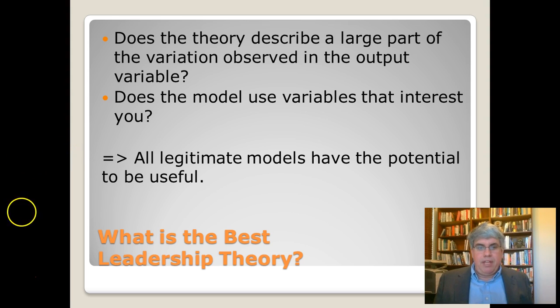So we can conclude that all legitimate models, all models that really do predict something, and we have evidence that they accurately predict the variable that we're looking for, all these models are going to be useful in certain contexts depending on what we're looking for, depending on what we want to adjust in our own behavior, depending on what we want leaders to adjust in their behavior, or what kind of outcomes we expect them to have. These different models will be relevant. So we can't really say if there's just one best theory, because different contexts will require different theories.